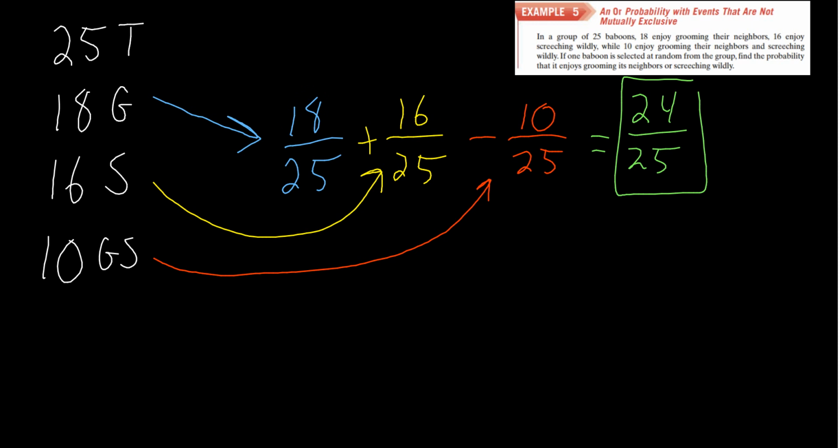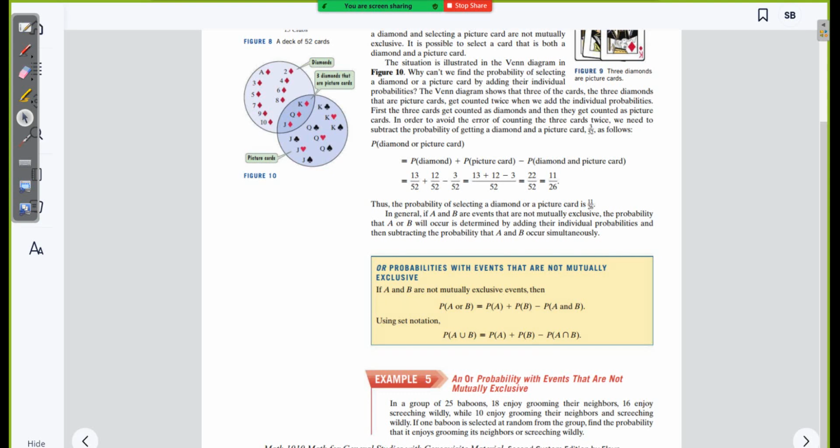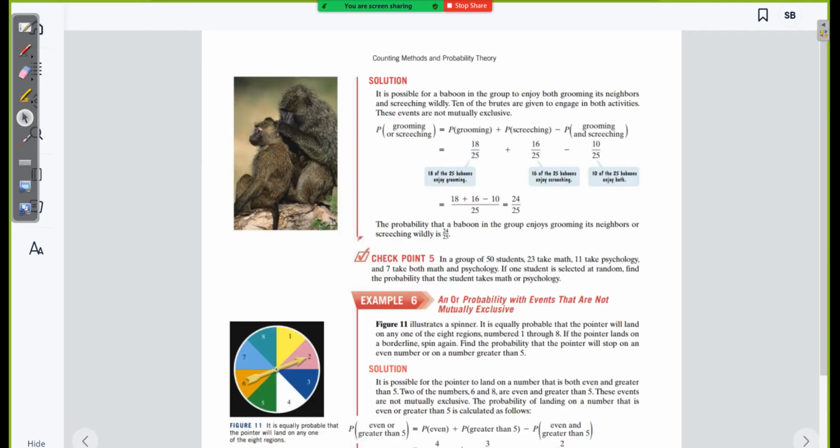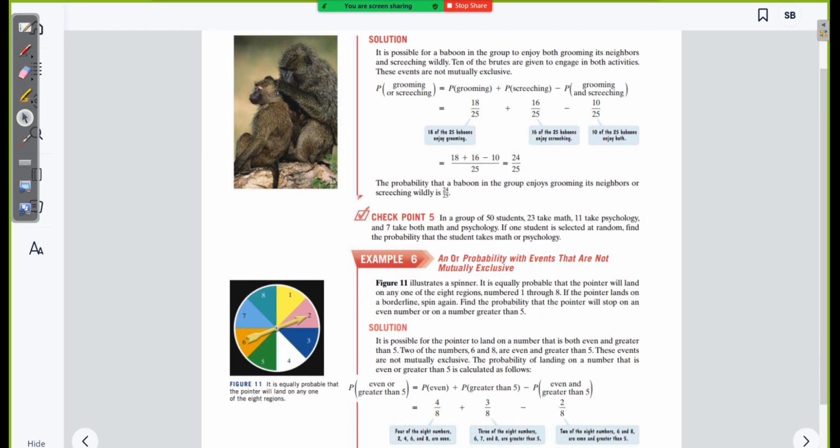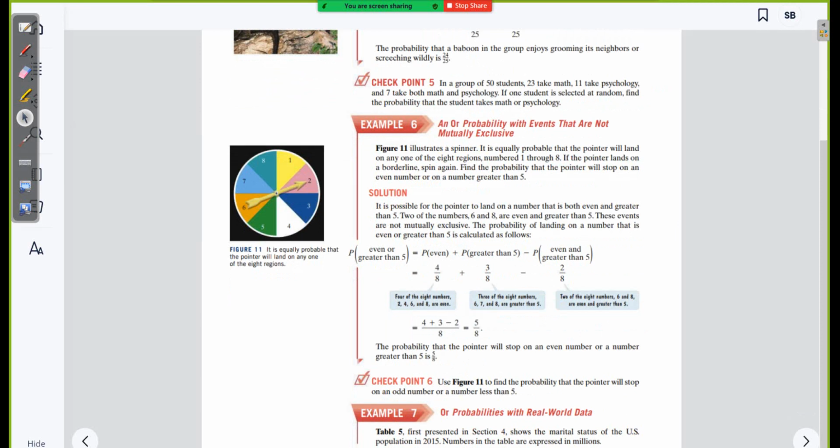Good example, right? So that's why I have to subtract the intersection. That was better than me blabbering on about the cards. All right, so this one I'm going to have to put that wheel here. Another good example of what we just discussed will be this one.